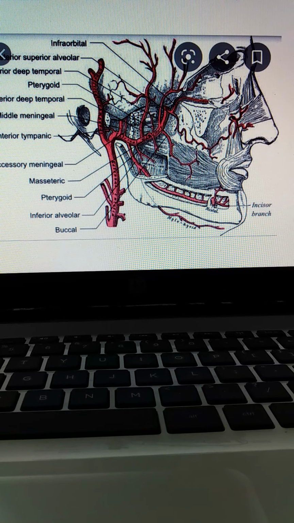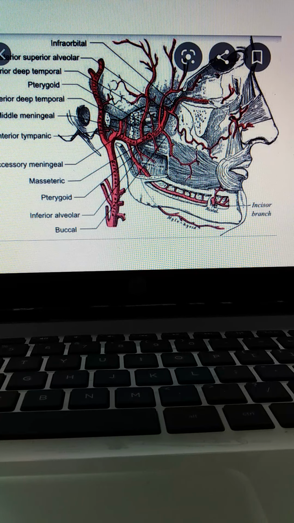Also it gives a branch on the face, when it passes through the infraorbital foramen, it supplies your lacrimal sac, and it also supplies the nose.